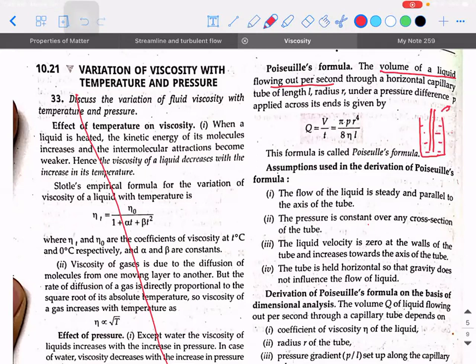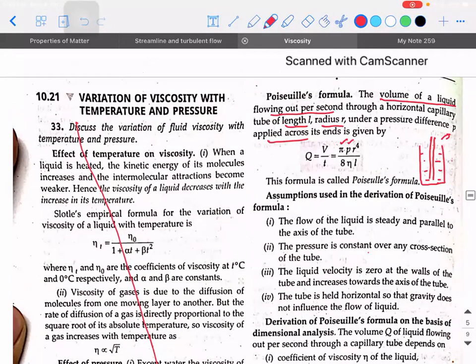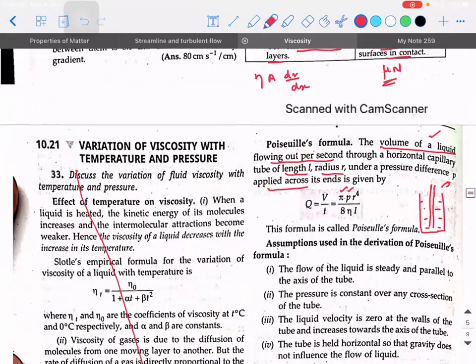So the volume of the liquid that is flowing out per unit second through a horizontal capillary tube of length L, radius R, under a pressure difference P applied across its ends is given by the expression pi into P multiplied with R power 4 divided by 8 times eta into L. And this expression is what is called Poiseuille's formula. Let's try to understand this. When they say volume of liquid flowing per unit time, volume per time, can I call it the rate of flow of volume?